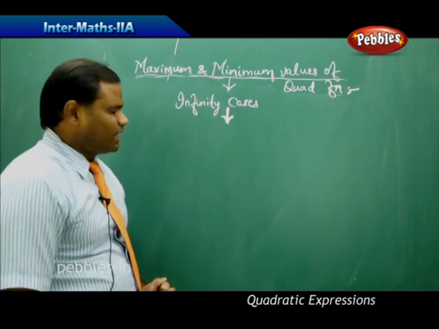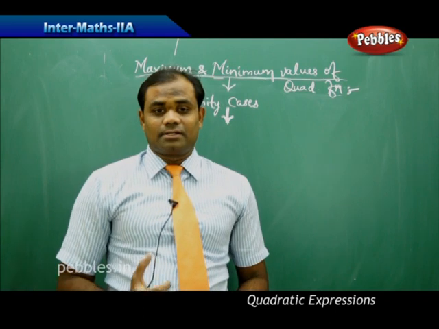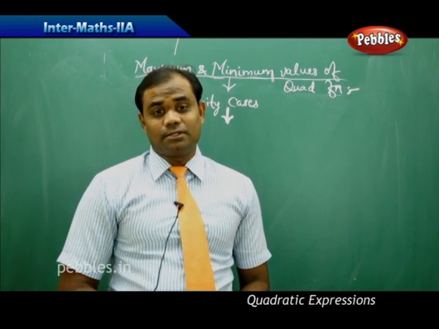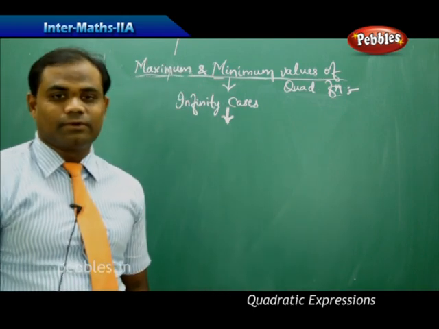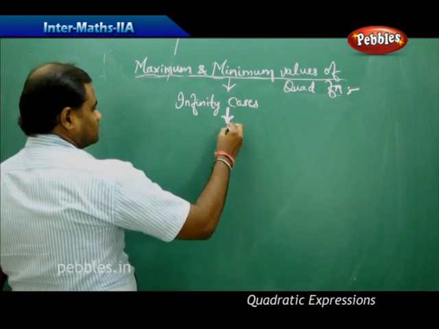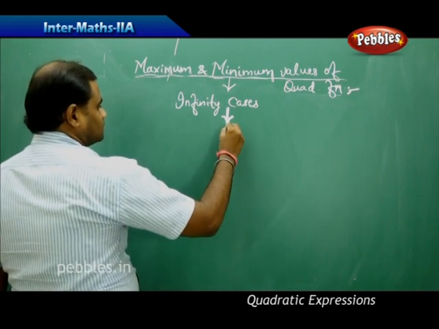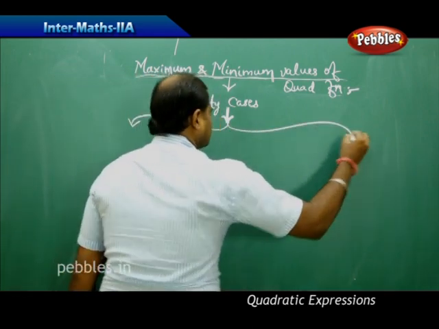So let's see what happens when x tends to infinity or minus infinity. Where does the function, or f of x, tend to for x tending to plus or minus infinity? This is what we're going to discuss in the session. So with infinity cases, there are two different cases through which I identify.